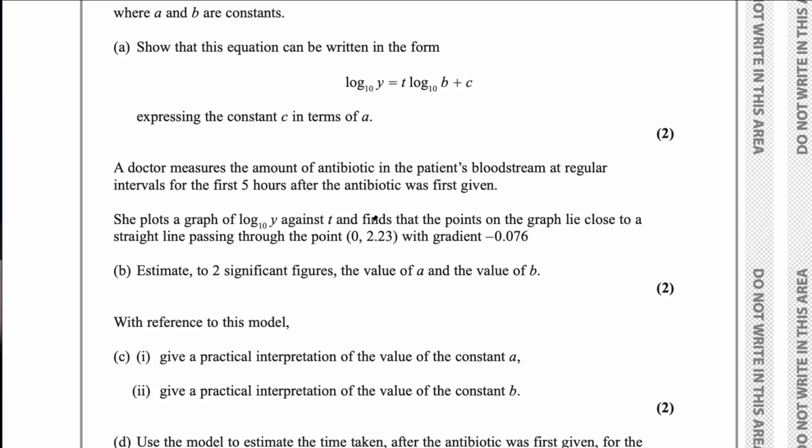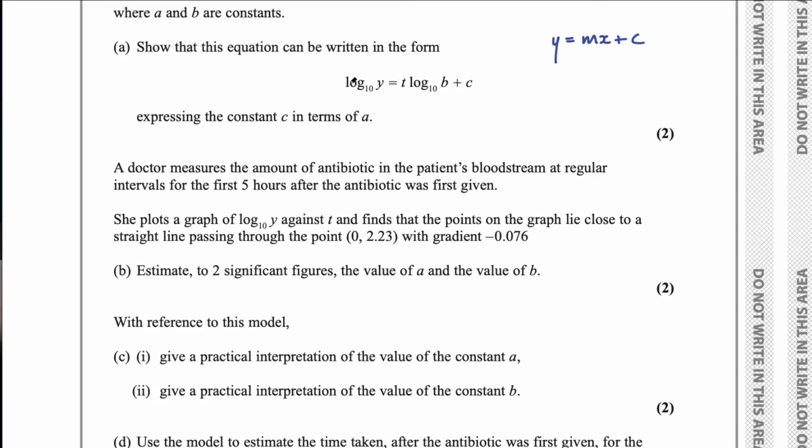For this question, you need to recognize the connection between this equation here and the equation of a straight line, y equals mx plus c. So you'll notice, this log y could be equivalent to y in this equation, and c in this case matches up to c in this equation, which we also know is the y-intercept. They're telling us the line passes through (0, 2.23), which we also know is the y-intercept, right? 0 on the x-axis must be the y-intercept.